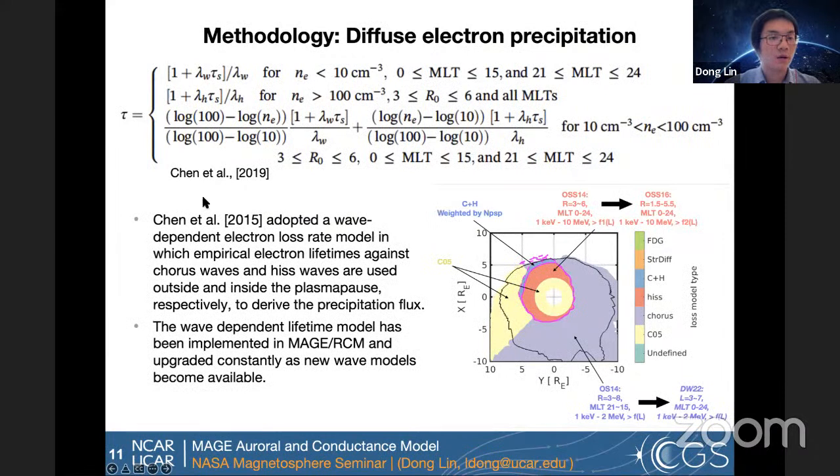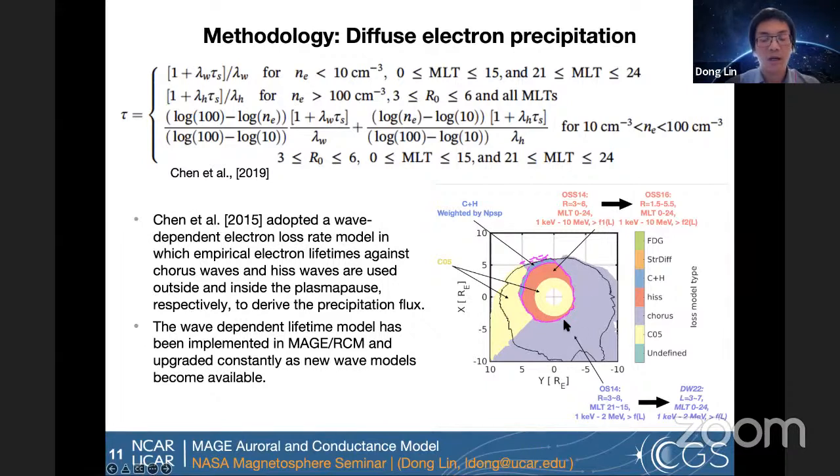A few years ago, Margaret Chen and her collaborators, who have been using the RCM-E model, came up with the idea of dealing with the contribution from different waves separately. They started by assuming that inside the plasmapause is mainly contributed by hiss waves, and the outside is mainly by chorus waves. Then they take advantage of the statistical distribution of the electron lifetime so that they can derive how many electrons can be precipitated due to these different waves.